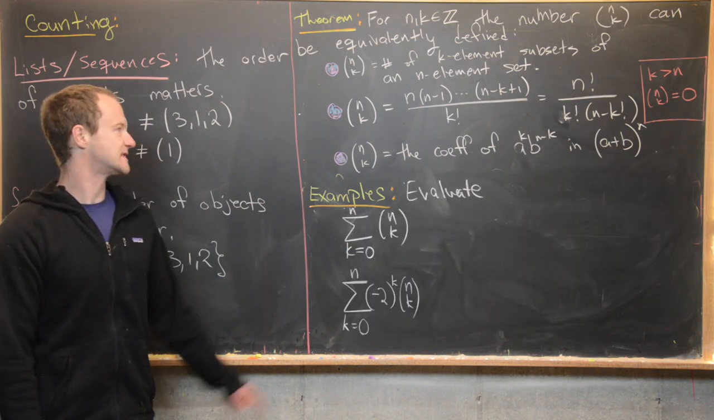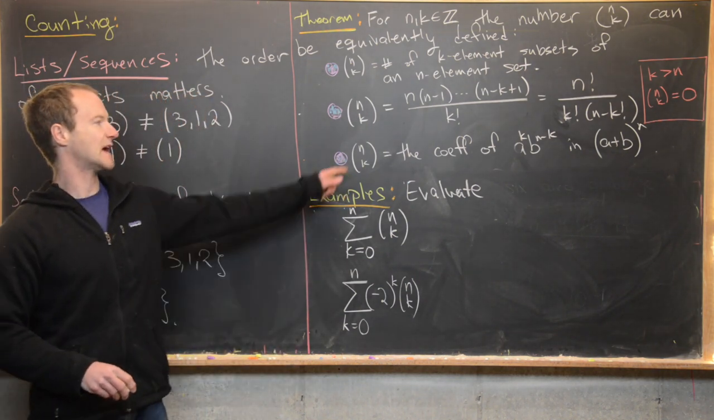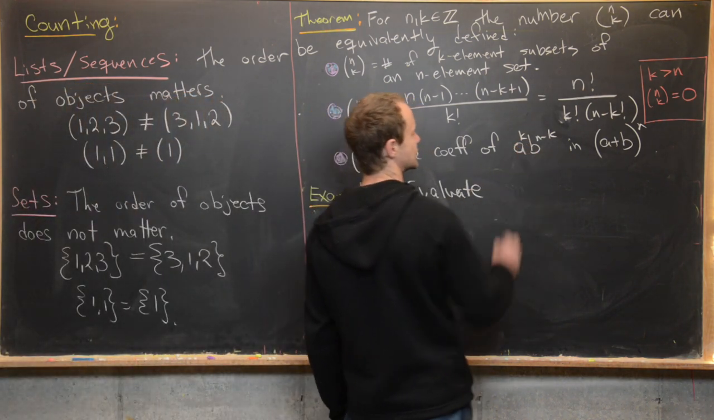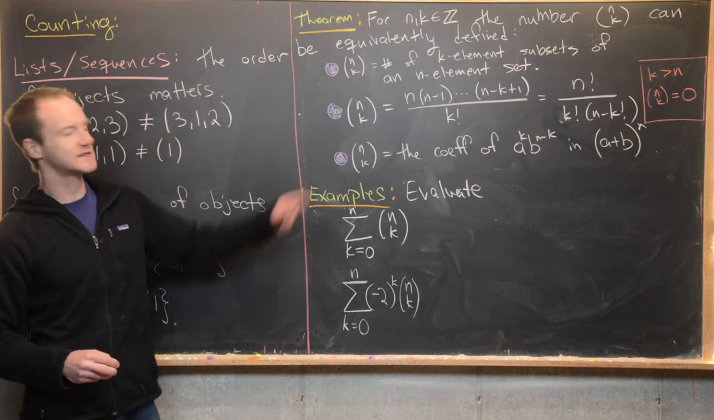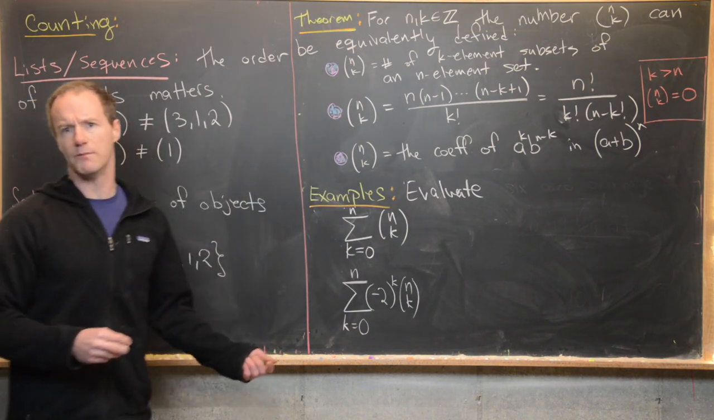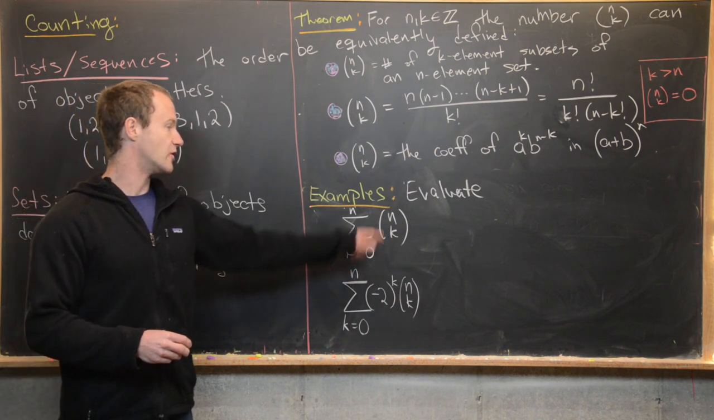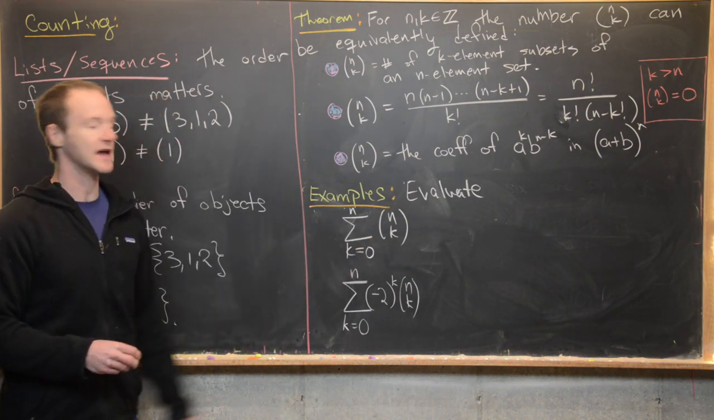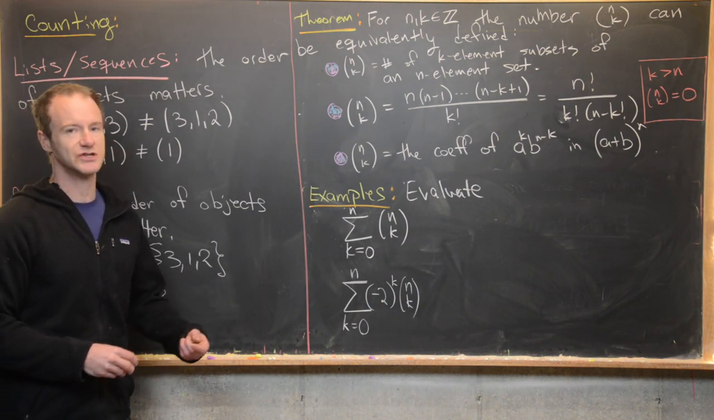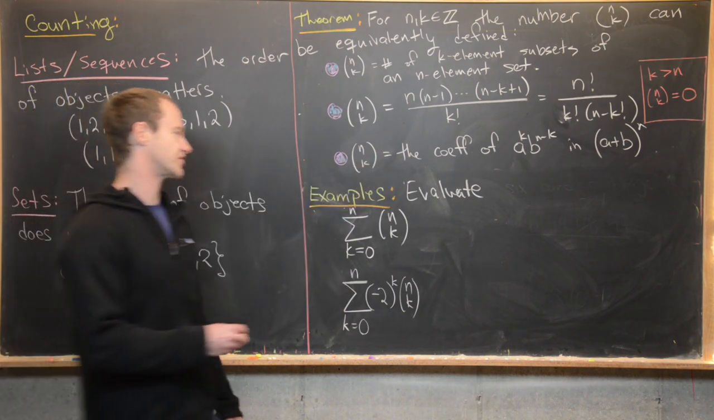Let's finish this off with two examples that are built off of this third way of defining the binomial coefficient as the coefficient of a to the k, b to the n minus k in the binomial expansion of a plus b to the n. So again, this is something we'll prove later, but it is equivalent to the above definitions. So we want to evaluate the sum of the binomial coefficients n choose k as k goes from 0 to n. So in other words, n choose 0 plus n choose 1 plus n choose 2 and so on and so forth. We're going to do that, like I said, using this third definition.